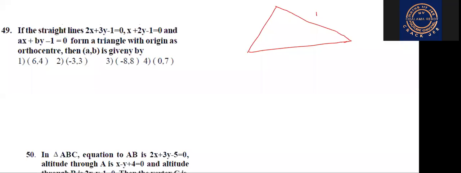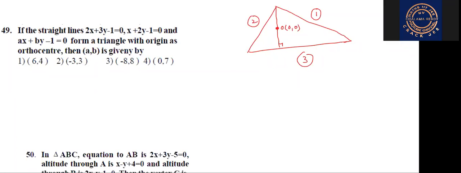So this is equation number 1, this is 2, this is 3. Orthocenter means the point of concurrency of altitudes is called the orthocenter. So here, the origin is the orthocenter, given.